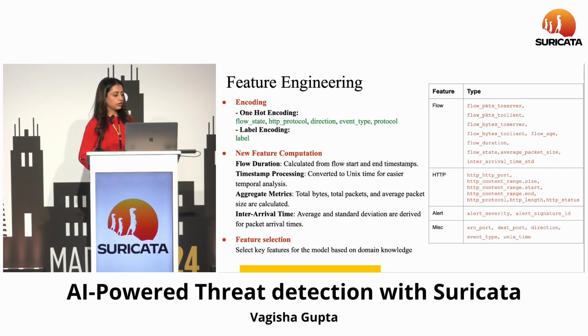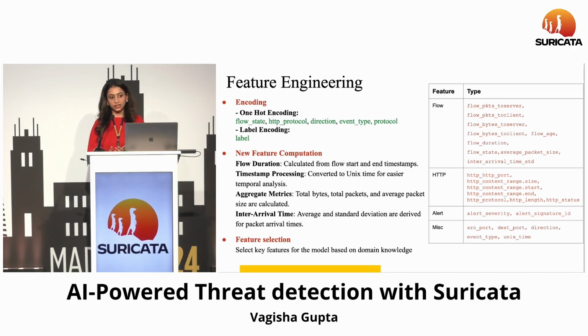Then I aggregated and fetched new features out of what we already have. So for example, I computed total bytes, total packets, average packet size, packet ratio, and so on and so forth from the flow metrics that we already had. Then inter-arrival time, the standard deviation and average deviation, were derived from the packet arrival times. All the features derived from Suricata are mentioned in the table. So for flow, I have used the ones you see right next to the flow for HTTP.